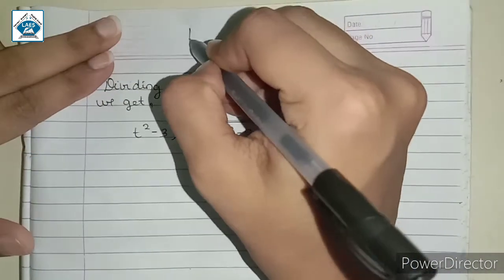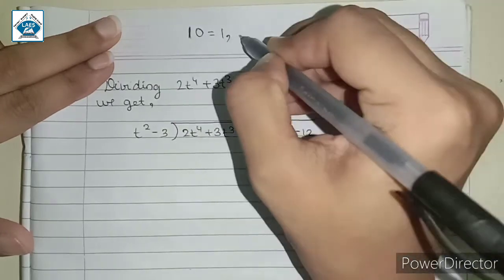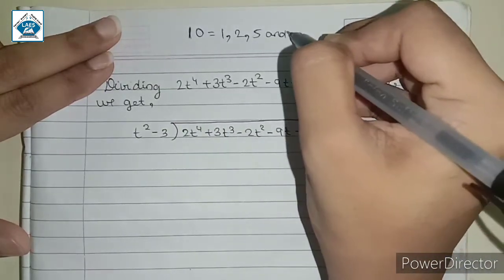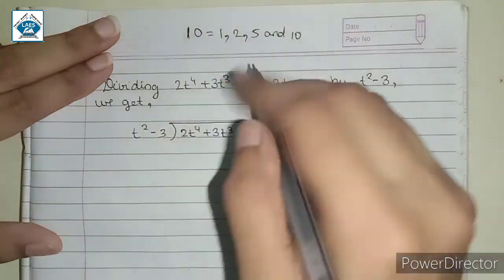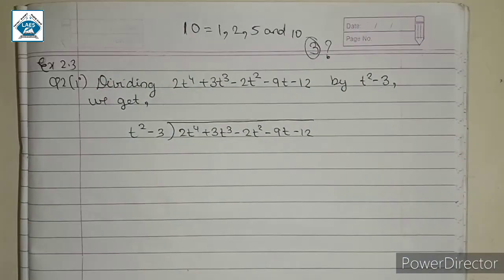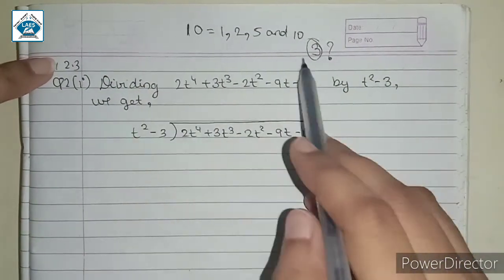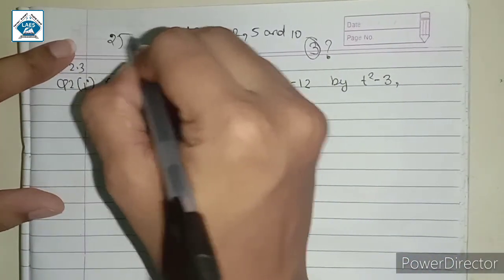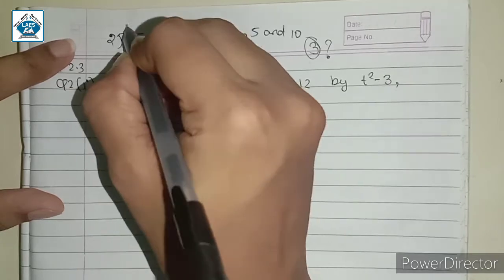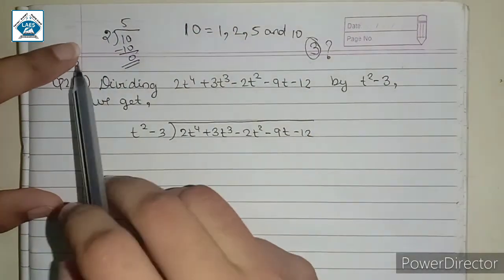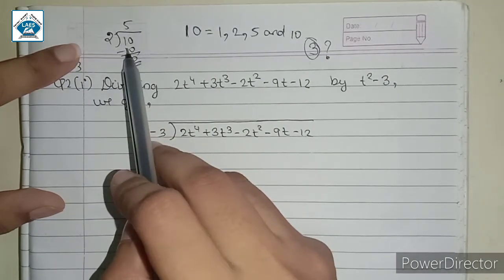For example, we have 10 over here and I can say that 1, 2, 5 and 10 are factors of the number 10. But what about the number 3? Is 3 a factor of number 10? No, 3 is not a factor of the number 10 because when we divide 10 by 3, we don't get the remainder 0. On the other hand, when we divide 10 by 2, we have the remainder 0. That is why we say that 2 is a factor of 10.